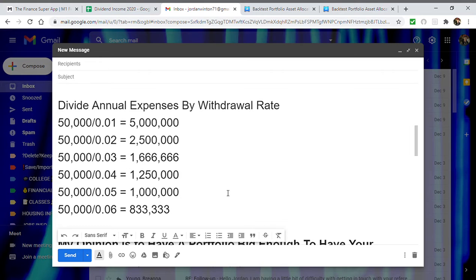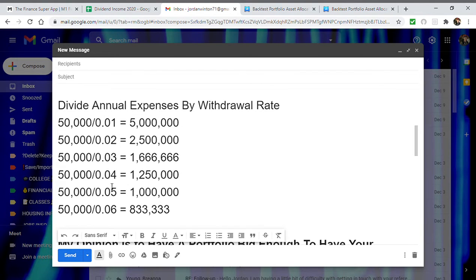So for example, with this $50,000 income, what you do is you divide your annual expenses by your withdrawal rate. And I'll get to withdrawal rate in just a second. But if you think with your portfolio, you would only feel comfortable taking 1% out, then you divide 50,000 by 0.01 and you would need 5 million. At a 2% rate, you need 2.5 million. At a 3% rate, you need 1.66.